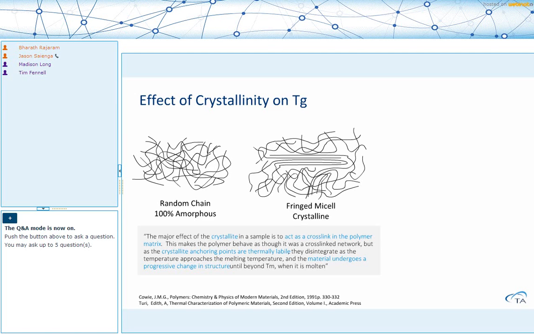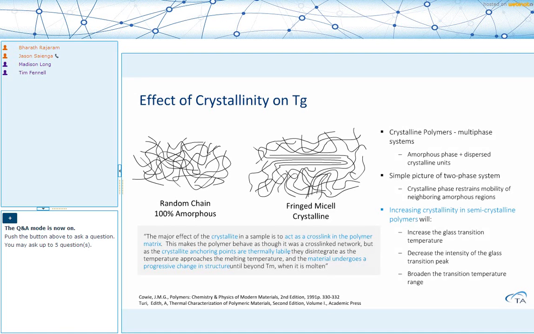As you heat and increase the temperature, these crystallites melt, and the material undergoes now a progressive change in the structure until the melting point. And glass transition is measuring the mobility. So as you start to have greater amounts of crystalline structure, the mobility is restrained.